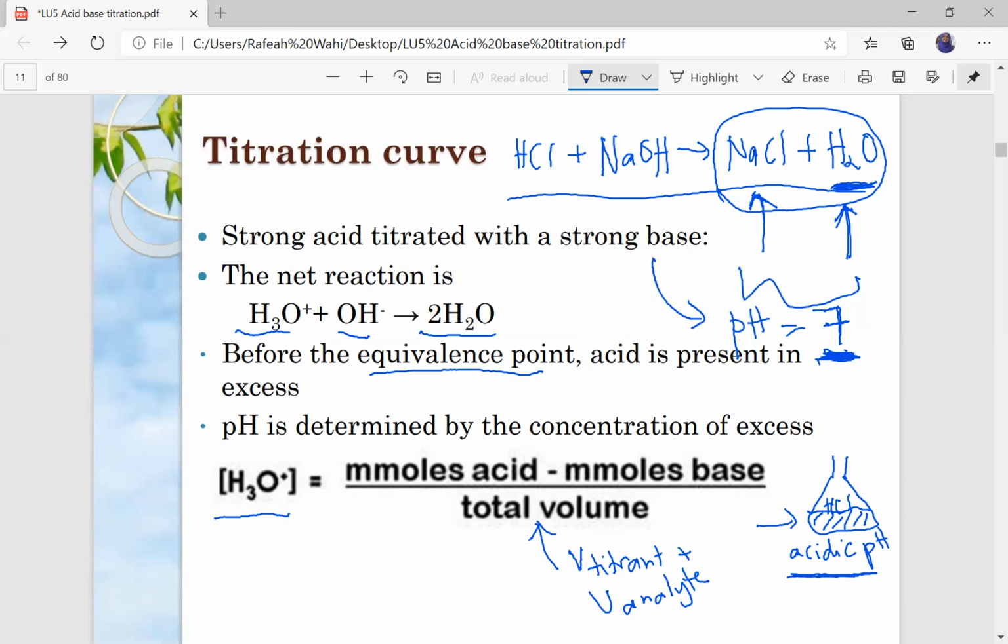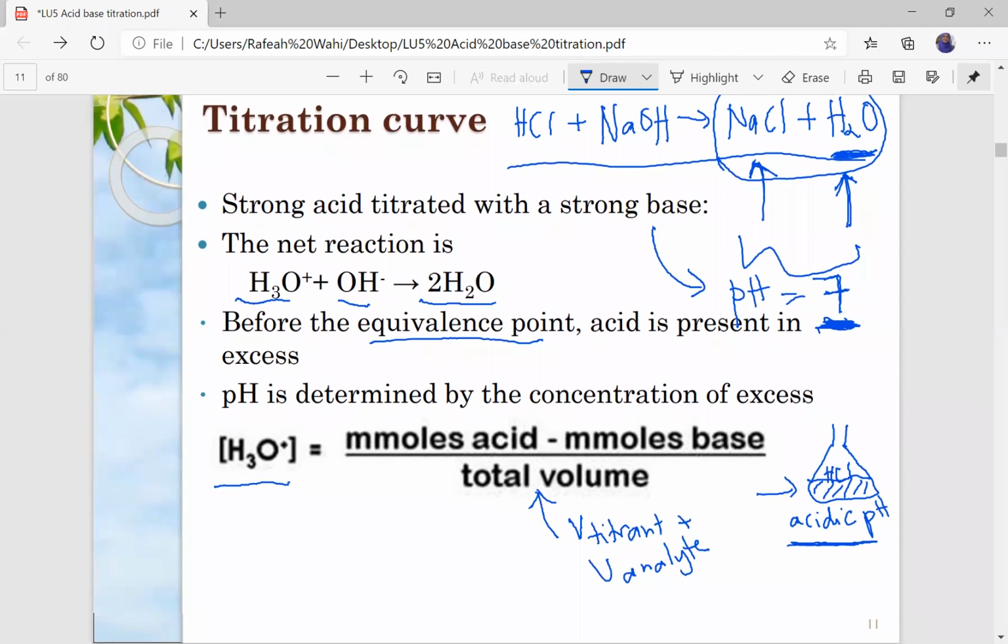All right. But we know that before the equivalence point, pH can be calculated from determining the excess of hydronium ion or H plus ion using this formula: millimoles of acid minus millimoles of base divided by the total volume of titrant and analyte. So from the concentration of hydronium ion, you know that pH is equal to negative log concentration of hydronium ion.